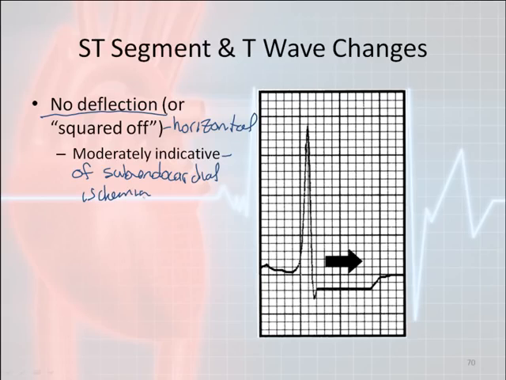It is still indicative of it. You still need to treat the person as if they're having a heart attack. But as you can see here from the J point right here, it is completely squared off.